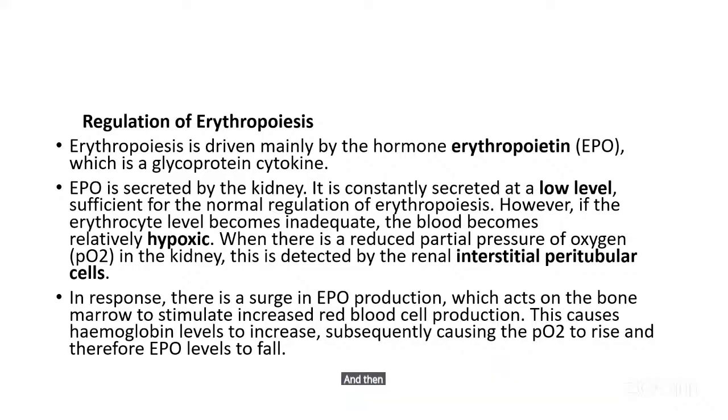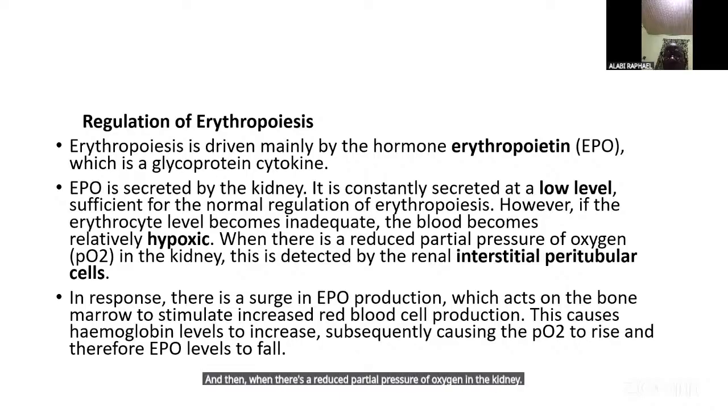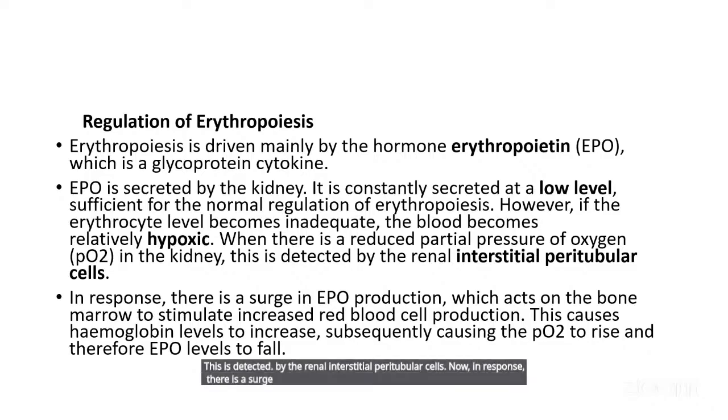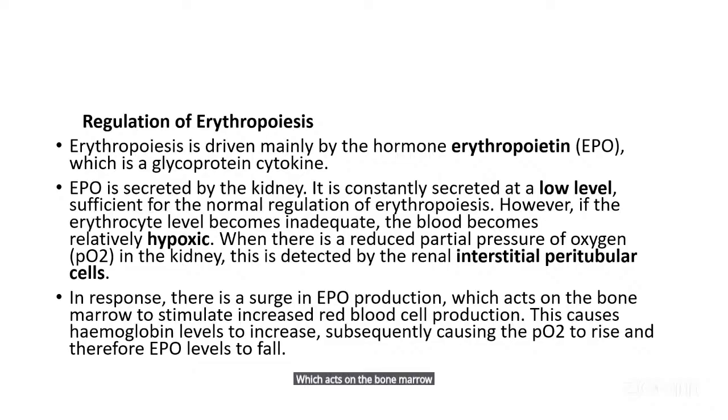And then when there's a reduced partial pressure of oxygen in the kidney, this is detected by the renal interstitial peritubular cells. Now, in response, there is a surge in EPO production, which acts on the bone marrow to stimulate increased red blood cell production. This causes the hemoglobin levels to increase, subsequently causing the PO2 to rise, and therefore the EPO levels to fall.